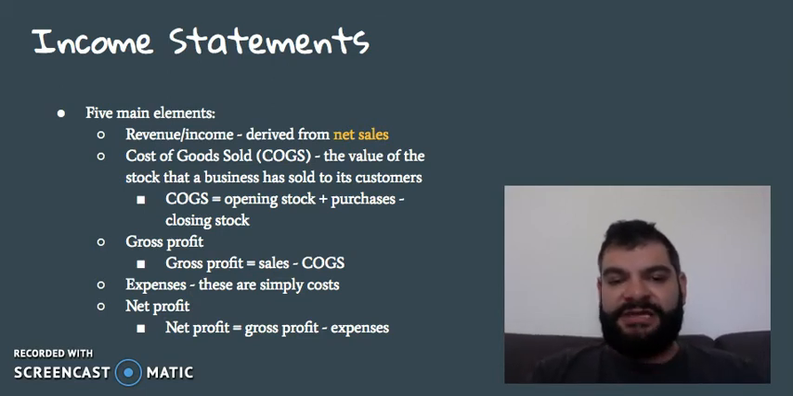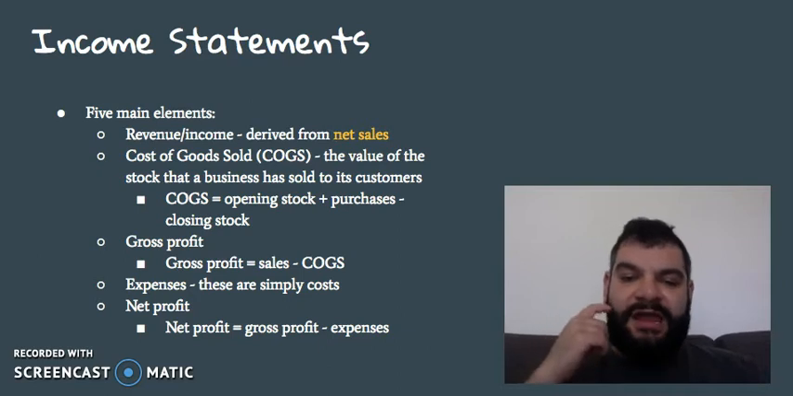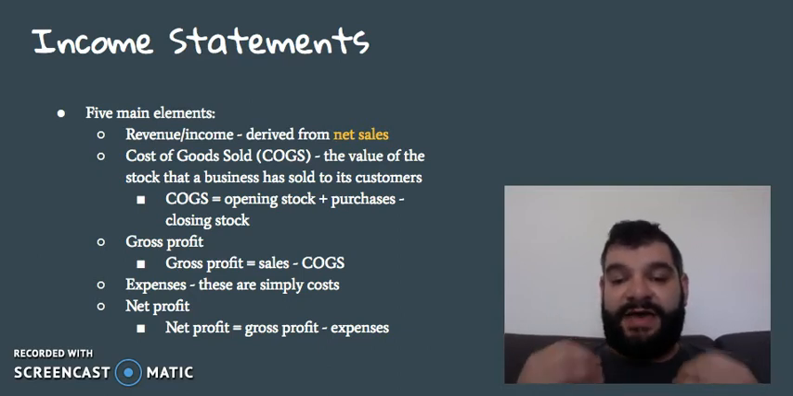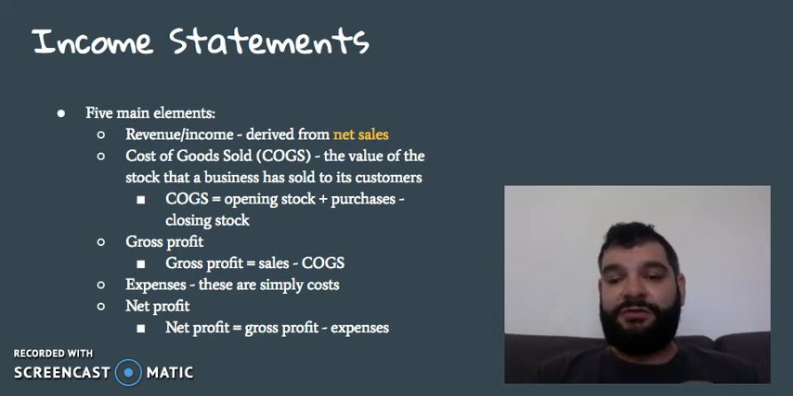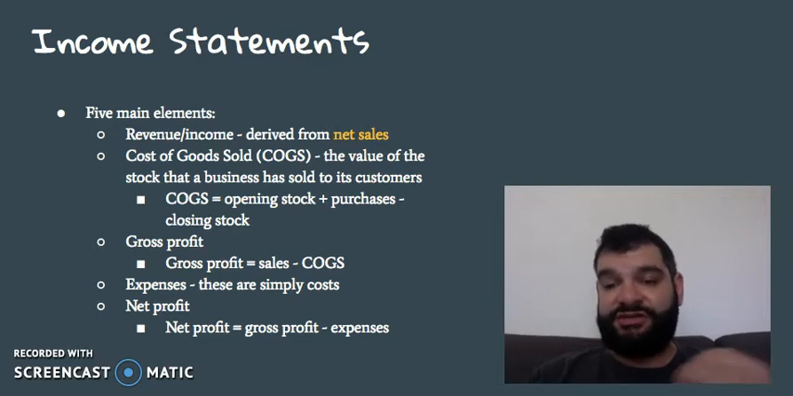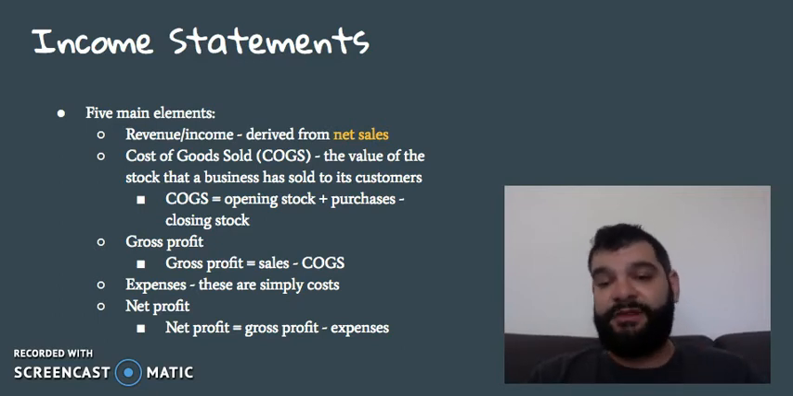The third element is gross profit. This is calculated by sales minus your cost of goods sold. So if you made $2 million worth of sales, but it cost you $1 million to buy the stock to sell to customers, then gross profit would equal $1 million, because it cost you that $1 million to actually buy things to sell in the first place. So 2 million minus 1 million equals 1 million.